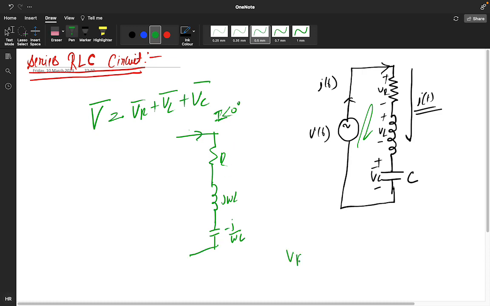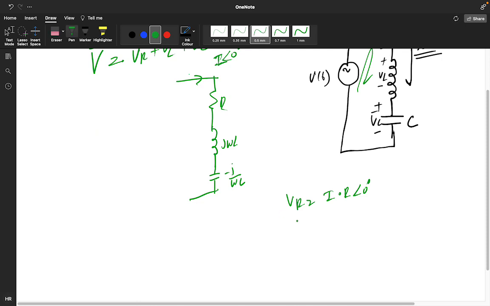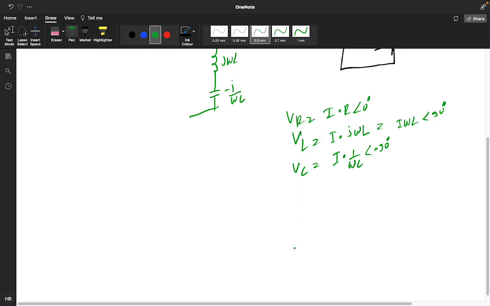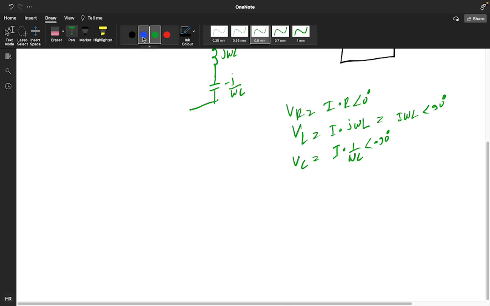So what will be the VR value? I into R at an angle 0 degree. What will be the value of VL? I into j omega L, that is nothing but I omega L at an angle 90 degree. What is the value of VC? VC will be I into 1 by omega C at an angle minus 90 degree, because minus j by omega C will come. So now draw the phasor, get the result.